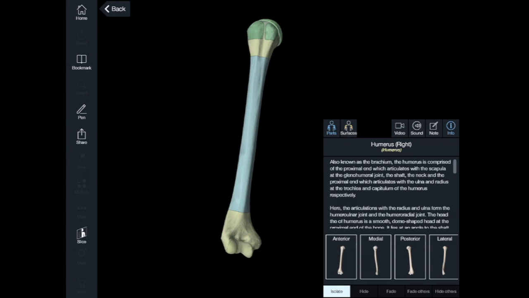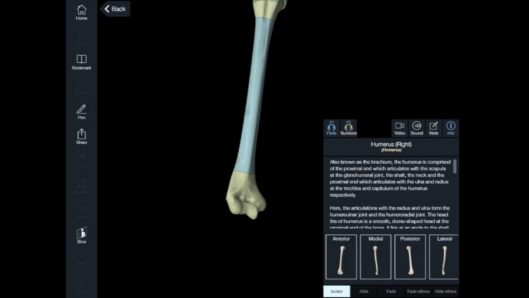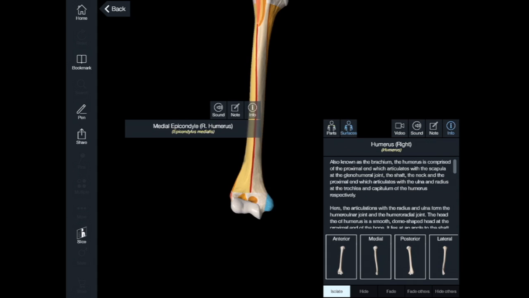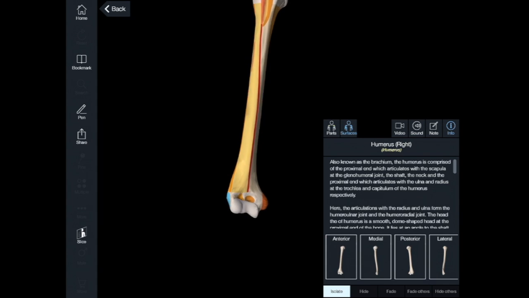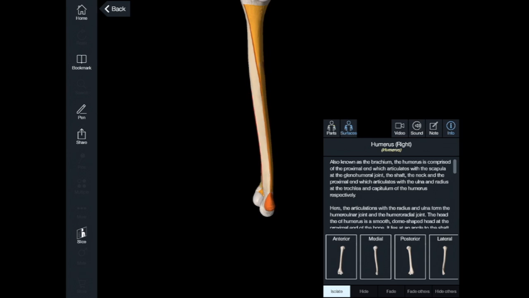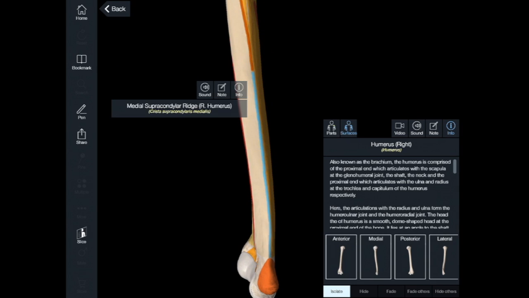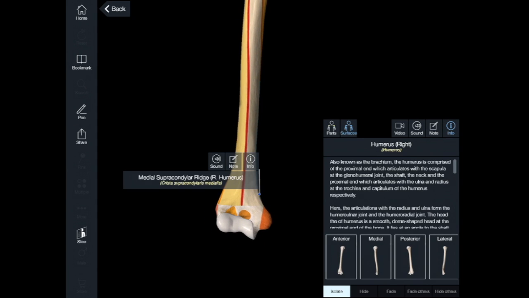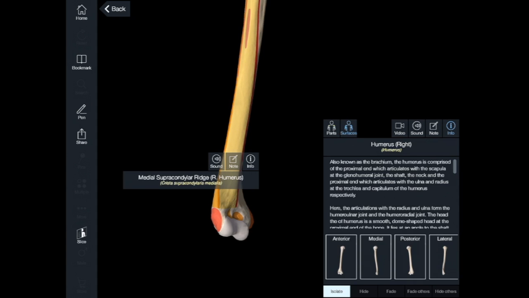And now we're gonna go to the lower end, or the distal end of the humerus. At the lower end, we've got the medial epicondyle, the smaller lateral epicondyle. Above the medial epicondyle, we've got a border which is called the medial supracondylar ridge. And laterally, or above the lateral epicondyle, we've got a border which is called the lateral supracondylar ridge.